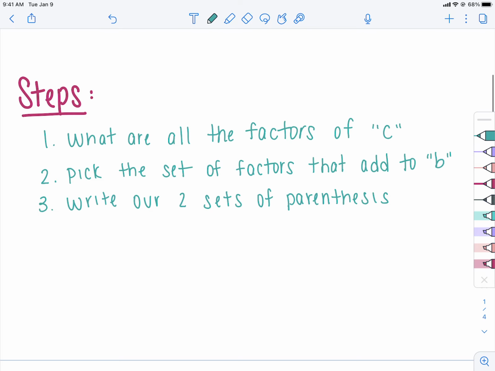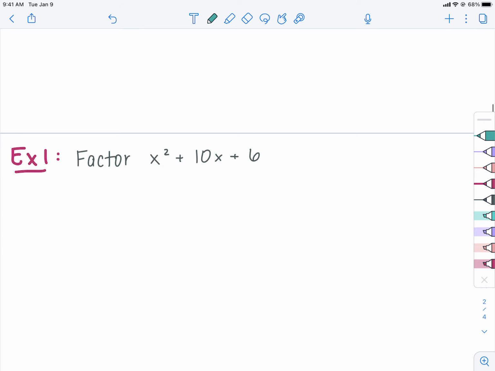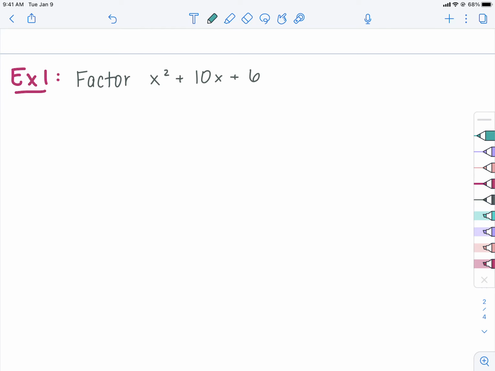So these are going to be things that look like factor x squared plus 10x plus 6. So we want to factor the trinomial x squared plus 10x plus 6. Because right now we don't know how to solve x squared plus 10x plus 6. But if we can get it to be two sets of parentheses, then we can use our zero product property in order to actually solve something like that. So we're just going to work on today getting it set up to be two sets of parentheses.